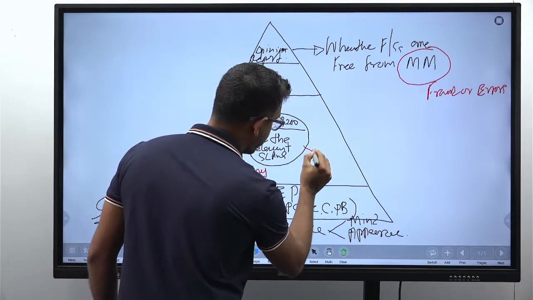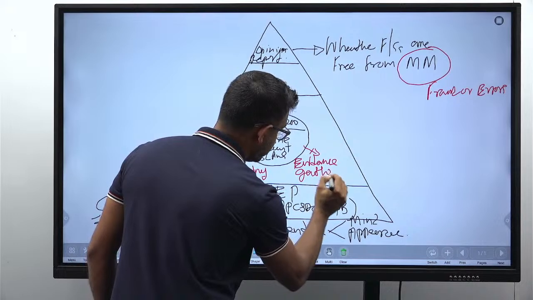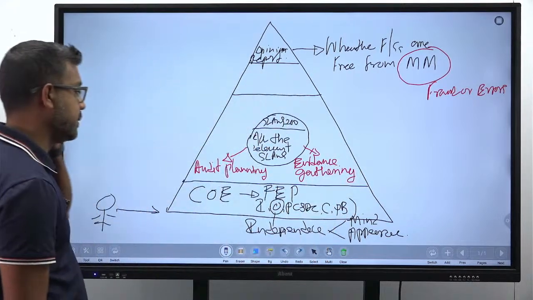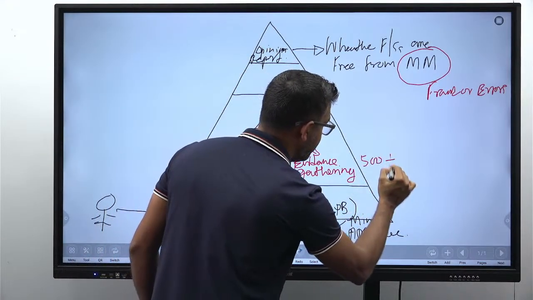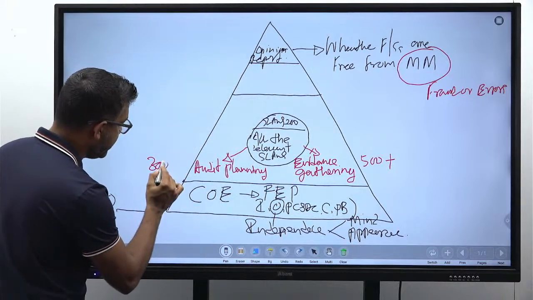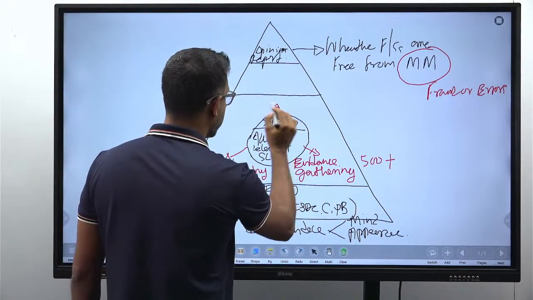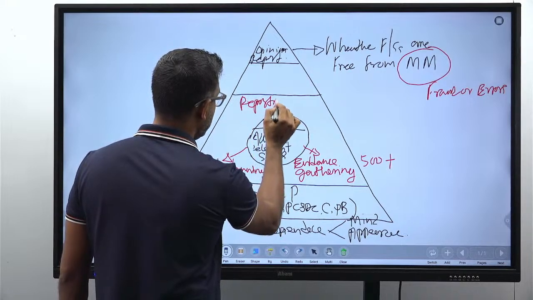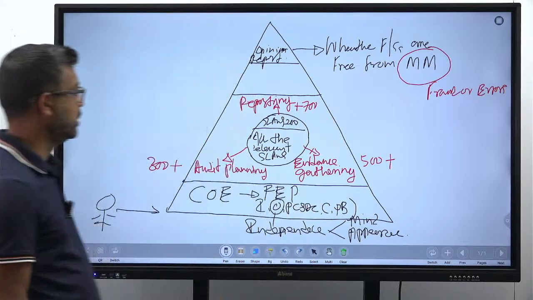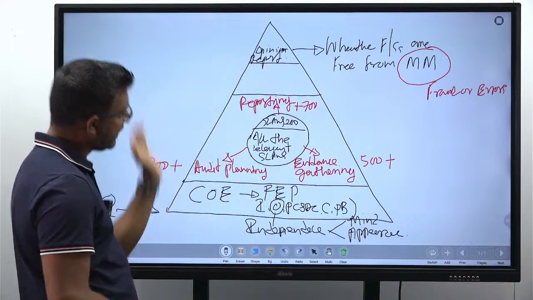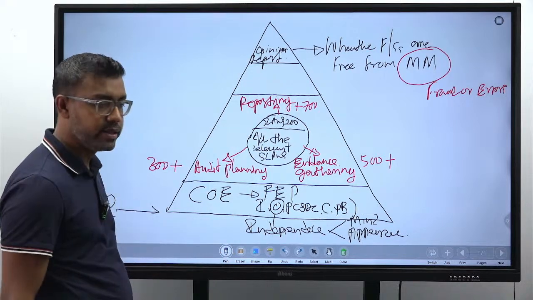Other category, evidence gathering. Some standards relate to evidence gathering, basically the 500 plus series. Here the 300 plus series relates to audit planning. And finally, reporting related standards. Reporting series, so here we can say the 700 series. So all relevant auditing standards we can categorize into these 3 areas: planning related standards, evidence gathering related standards, and reporting related standards.